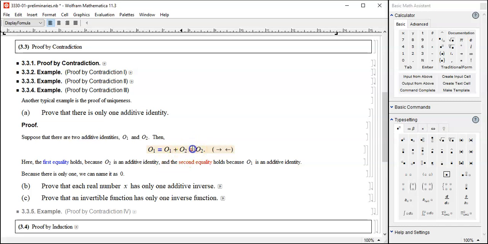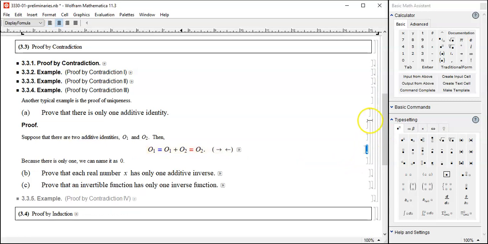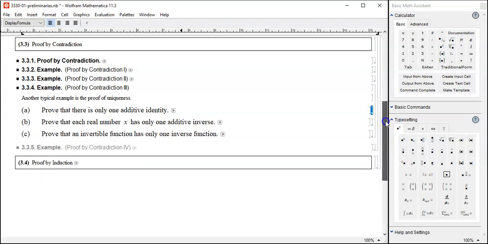Now how about the second equality? The red equality is true because O1 is an additive identity. O2 plus this identity stays the same as O2. So we use both of them. O1 is an identity, so we have this red equality. O2 is an identity, so we have the blue equality. In the end, what do you get? O1 and O2 are the same, and that's a contradiction because we assumed they are two different additive identities. Conclusion: there's one and only one additive identity, so we can call it 0.